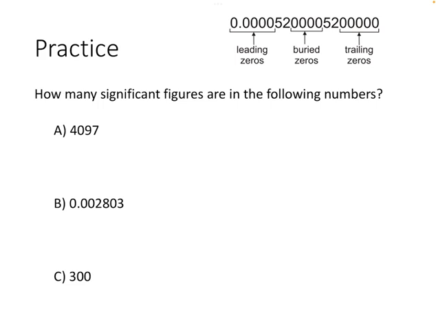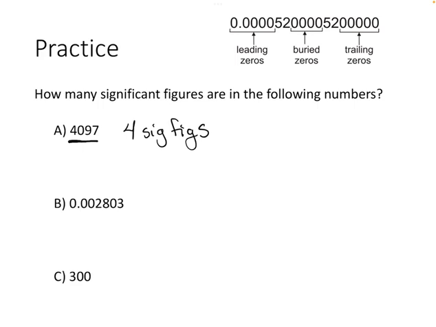All right, let's start with the first value, 4,097. The 4, the 9, and the 7 are definitely significant because they're non-zero digits. But what about that 0? Is that significant? Yes, that 0 is in between two non-zero digits. It's an embedded 0 or a sandwich 0 or a buried 0, however you want to refer to it. So each of these digits are significant. So we have 4 sig figs.